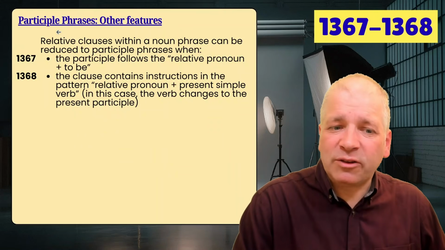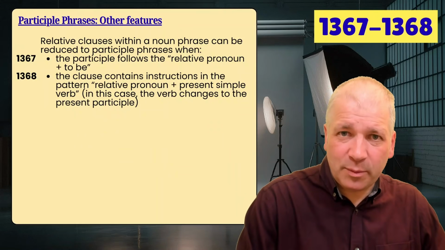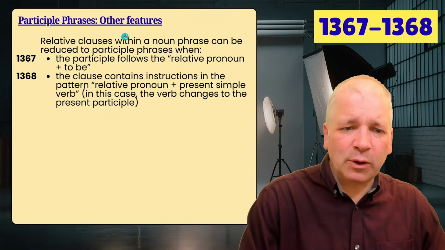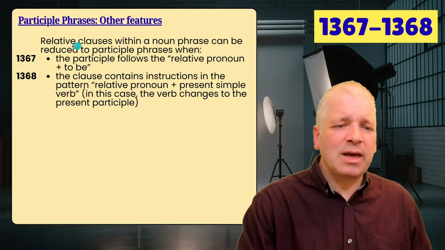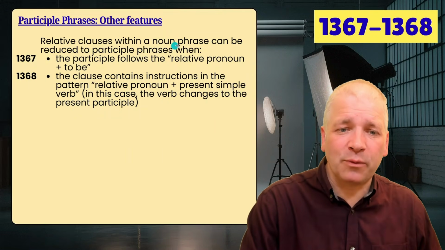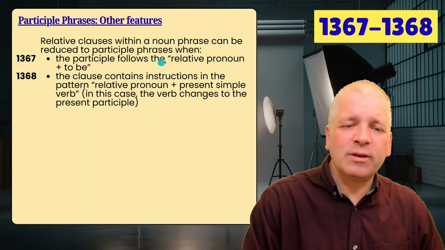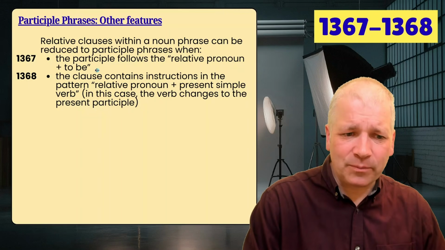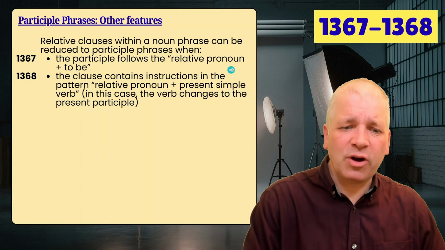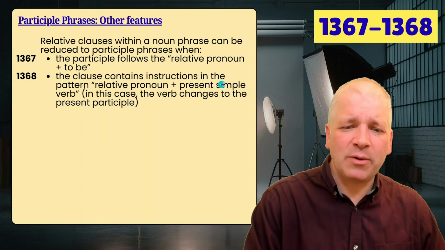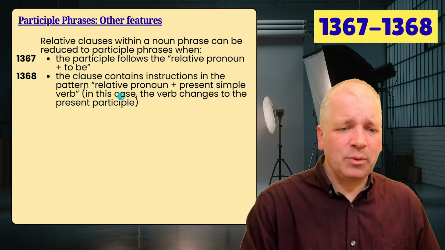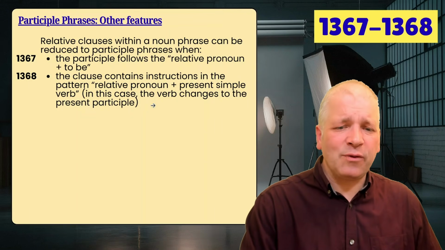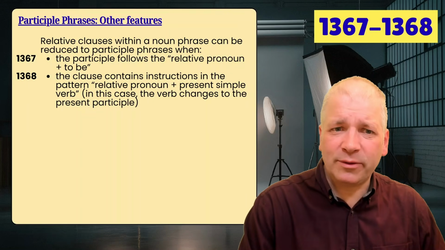Now let's look at relative clauses that involve participle phrases. Relative clauses with a noun phrase can be reduced to participle phrases when the participle follows the relative pronoun or to be, or the clause contains instructions in the pattern relative pronoun plus present simple verb. In this case, the verb changes to the present participle.